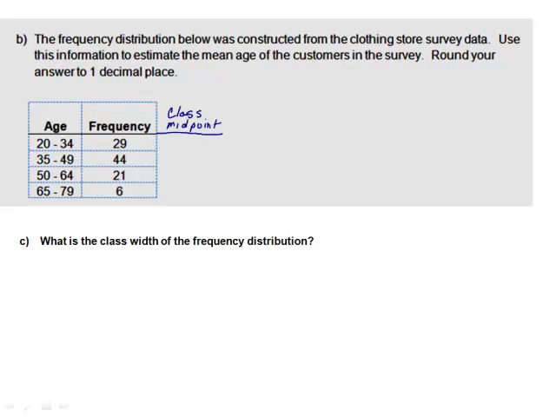And then if you remember, we're going to multiply the frequency for that class times the class midpoint. So let's go over here and find our class midpoints. To do that, we take the upper and the lower limits and add them together and divide by 2. We're just averaging them. So for the first class, it would be 27. For the second class, we're taking the 35 plus the 49 divided by 2, which is going to give us 42.